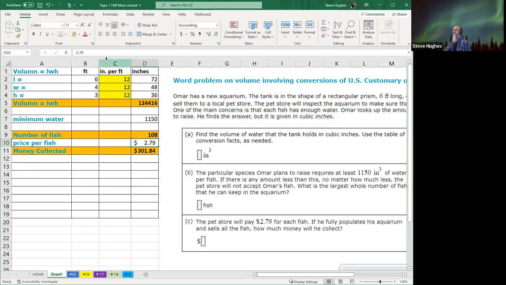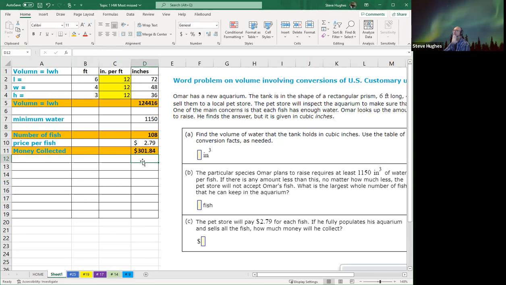Now it says he is going to receive $2.79 per fish. So here's my price per fish, $2.79. How much will he collect? I simply multiplied the number of fish he could raise times the price per fish he would receive, and Omar would receive $301.84 for his 108 fish that he raised in his 124,416 cubic inch aquarium. And that is the end of this question, everybody.